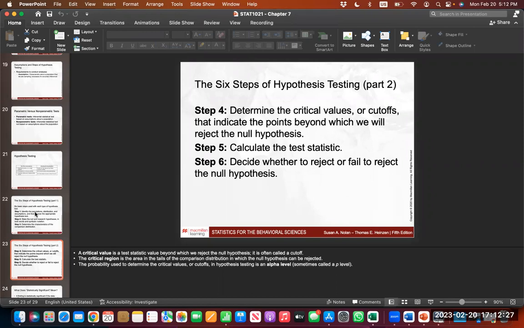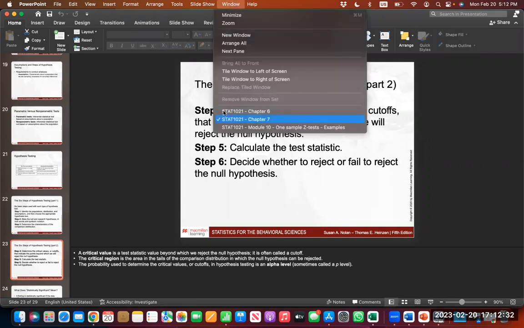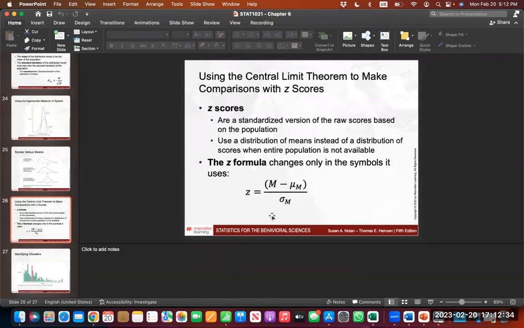Fifth, we're calculating the test statistic, and this is nothing else but this formula. This is basically quantifying exactly this set, which is the sample mean minus the population mean divided by the standard error of the mean gets us a set.